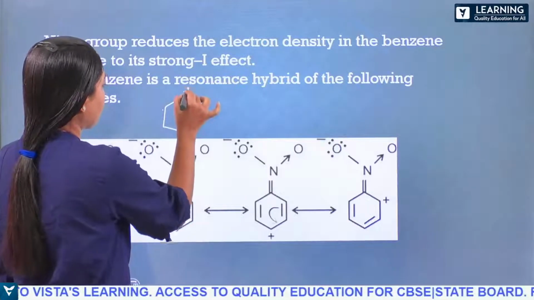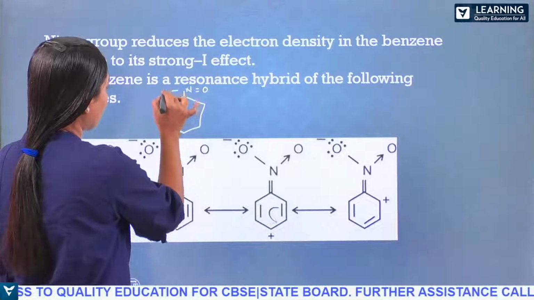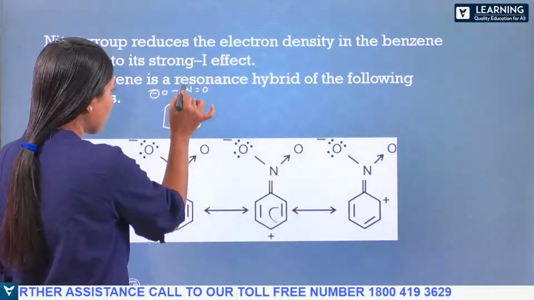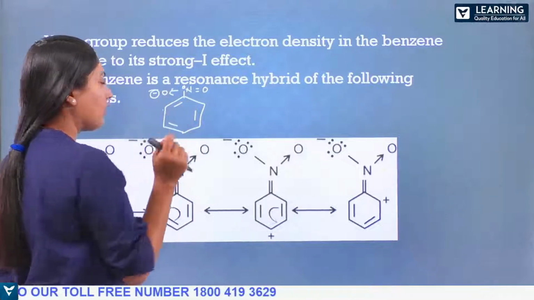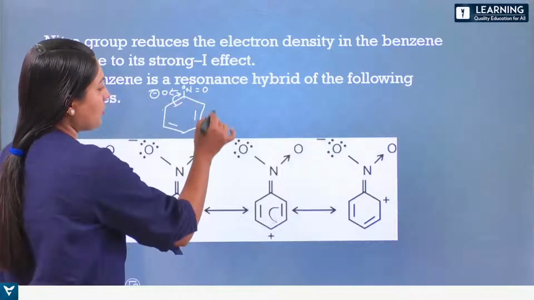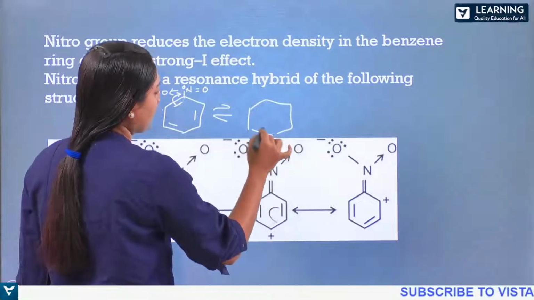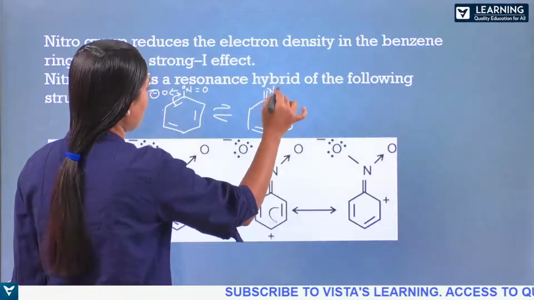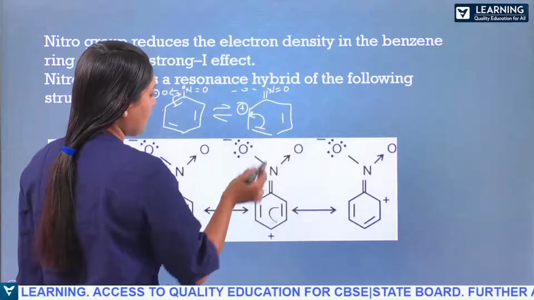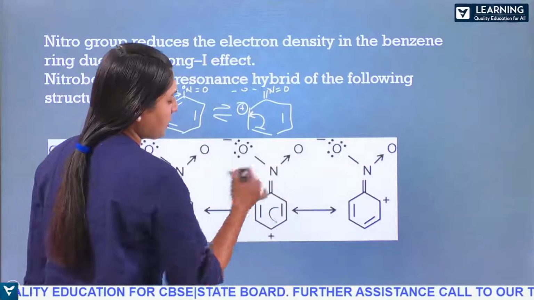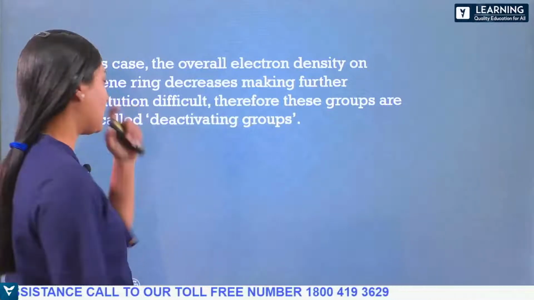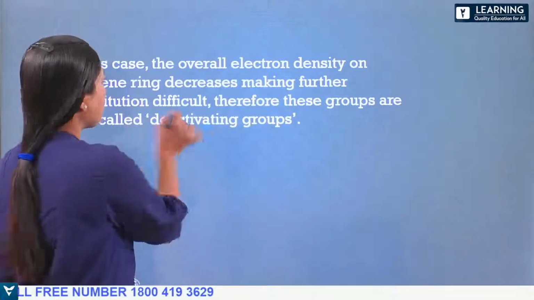If you have the nitro group, N double bond O and one more O with a negative charge, right? So here the bonds will be like this, and since the positive charge is there, this will go to the nitrogen as a double bond. So we get N double bond O, O minus, and this will become the positive charge, and then this will shift. The shifting will take place as we know from resonance, and finally it will come as a positive charge. So the overall electron density on the benzene ring decreases, making further substitution difficult.